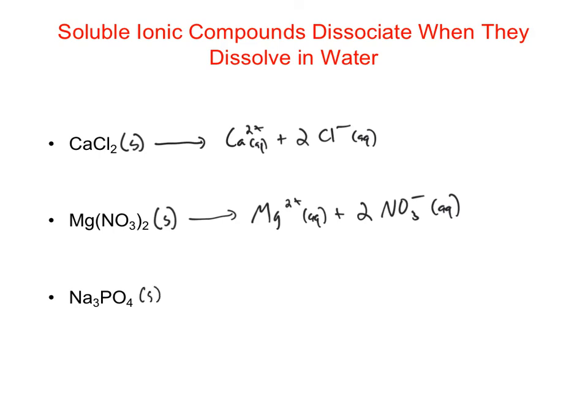Sodium phosphate. Now I have 3 sodium ions. And 1 phosphate ion. So we keep the polyatomic ions together, but if there's more than 1 polyatomic ion, we need to indicate that. The monatomic ions will break apart because they're not polyatomic ions.